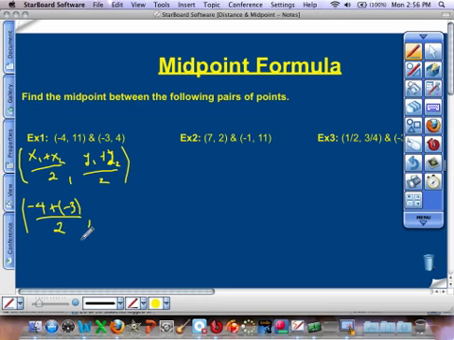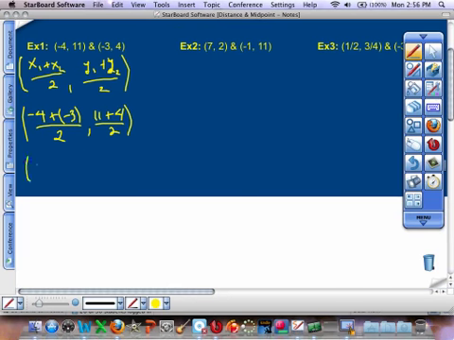All right, so then we have 11 plus 4. All right, what's -4 plus -3? So that's -7 over 2. All right, and what's 11 plus 4? 15 over 2. All right, can either of those fractions be simplified? Can they be reduced? I can go down to a decimal, but can I break down those numbers anymore? No, so this is where we leave it. -7 halves and positive 15 halves.